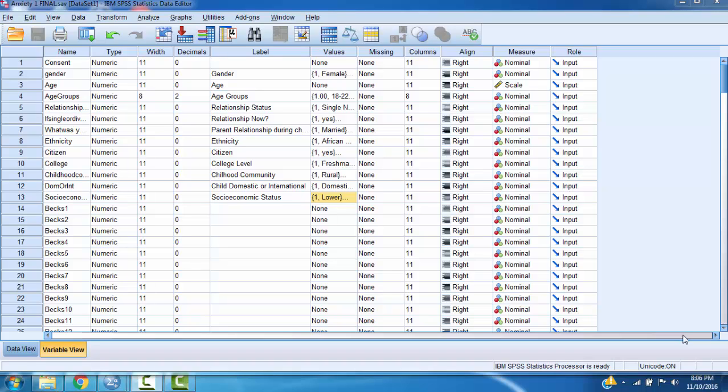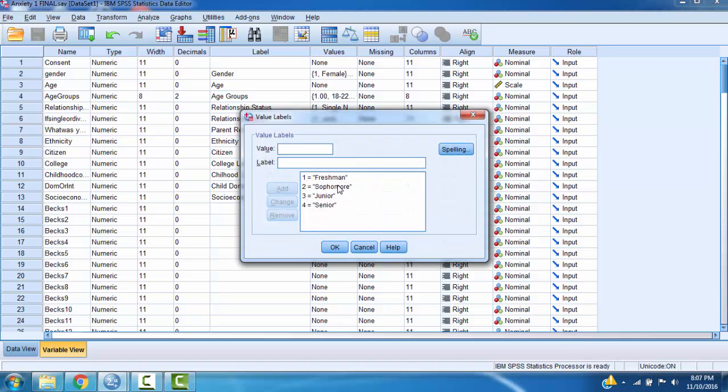is gender related to college level. College level in this data set is also a nominal variable. Freshman, sophomore, junior, or senior. You can only be in one of those four groups.